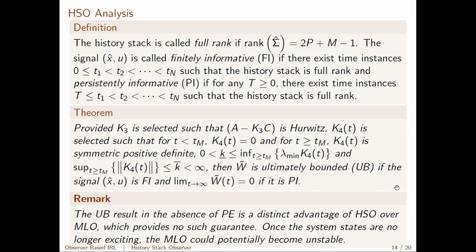The ultimate boundedness is the main distinct advantage of the history stack observer over the memoryless observer, where if we lose persistently exciting signals, the history stack observer remains bounded. However, there is no such guarantee for the memoryless observer.